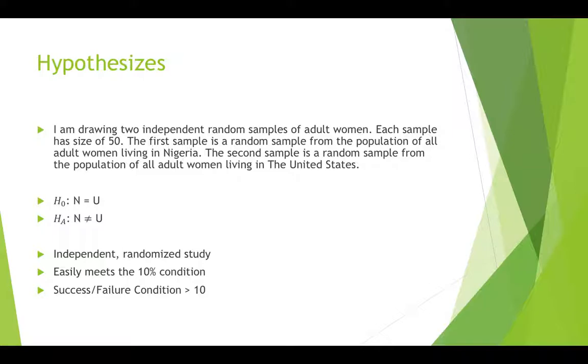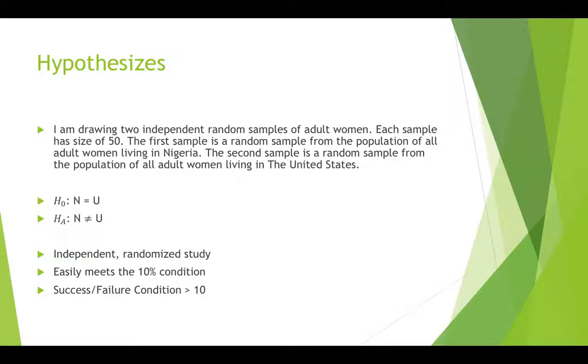First of all, I'm doing two independent random samples of adult women. Each sample has a sample size of 50. The first sample is a random sample from the population of Nigerian women. The second sample is a random sample from the population of adult women that live in the United States.